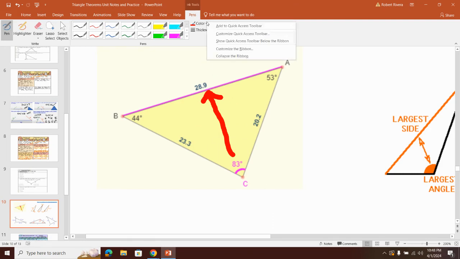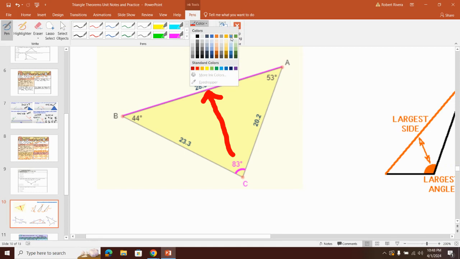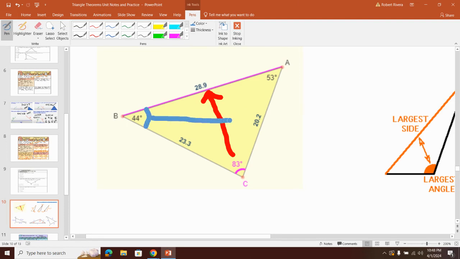Now the smallest, let me change the smallest to another color. Let's get blue. The smallest angle is 44, which is right here. And if we go across to the opposite, that will be 20.2. So the smallest angle is opposite to the smallest side, or vice versa. And then the medium size, I guess brown. The medium size angle is 53, so he's opposite to the medium size side.